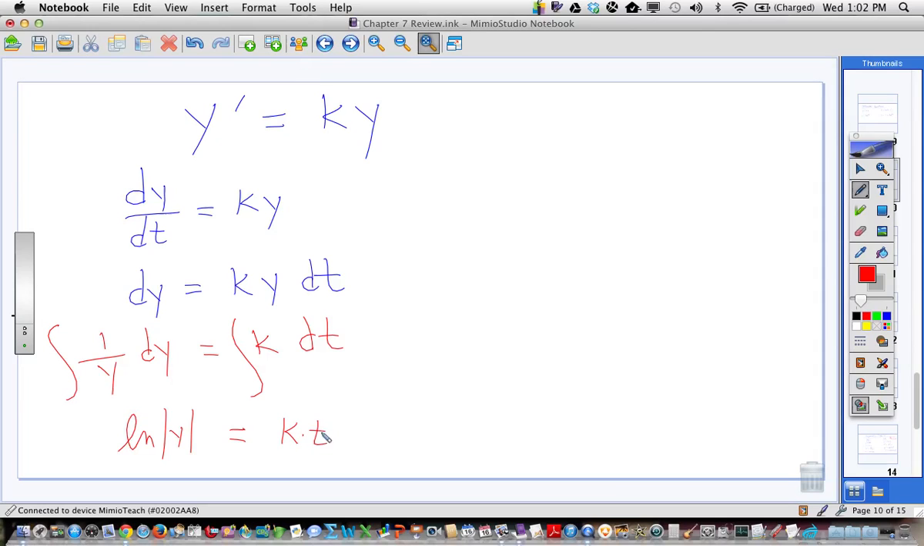K times t, and then plus c. Because remember, k is just a number like 3. The antiderivative of 3 would be 3t. All right? So we get that. All right, next step. We want to get the y by itself. What do we do?